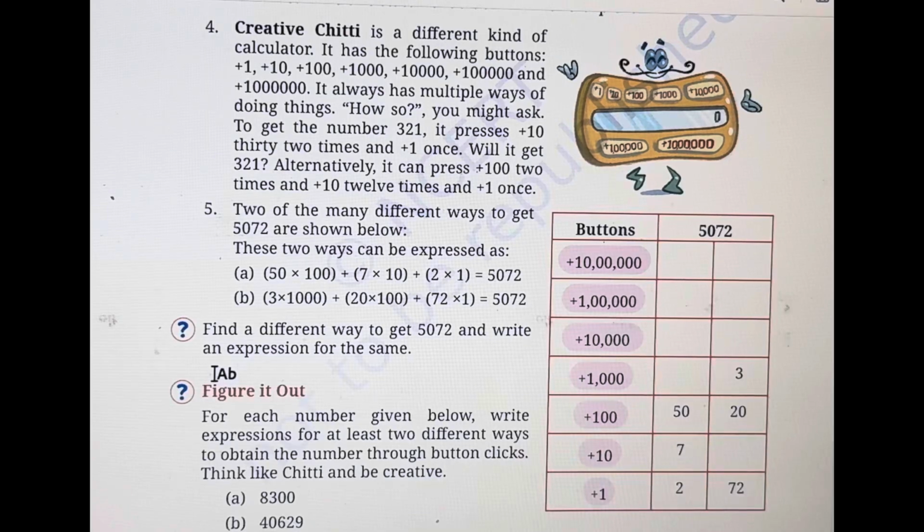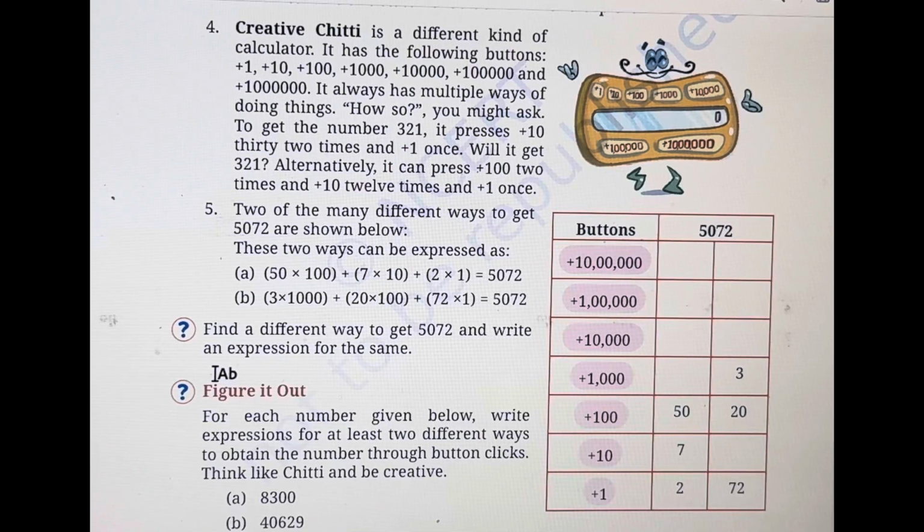So we just learned about 3 different types of calculator, that is thoughtful thousands, tedious tens and handy hundreds. Now we have another special type of calculator. Its name is creative chitti. Now it has various buttons, +1, +10, +100, +1000, +10,000, +lakh and +10 lakh. It always has multiple ways of doing things. How so? Let us see through an example.